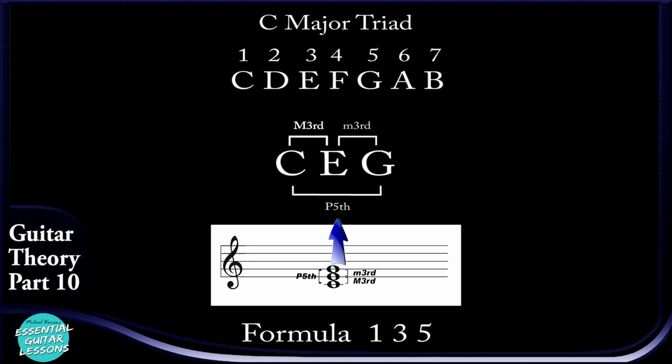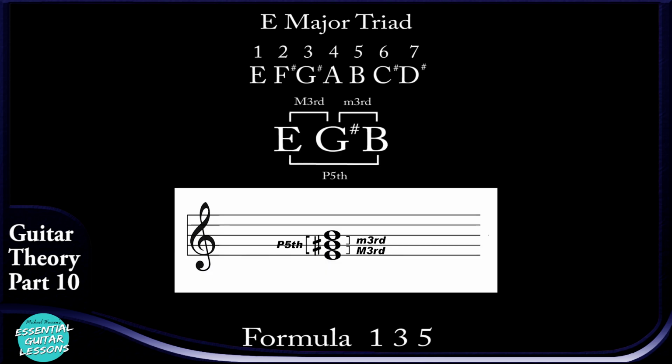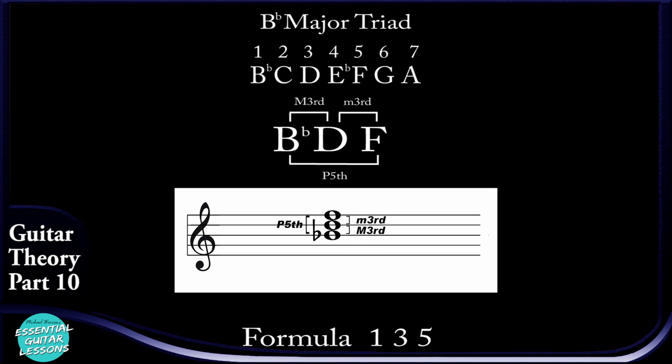So let's do a few more. Let's do our E major. We take the 1st, the 3rd and the 5th: E, G sharp and B. From E to G sharp, that's a major 3rd interval. From G sharp to B, that's a minor 3rd interval, and from E to B is a perfect 5th interval. Now let's do our B flat major. We have B flat, D and F, the 1st, the 3rd and the 5th. B flat to D is a major 3rd, D to F is a minor 3rd, and B flat to F is a perfect 5th there.